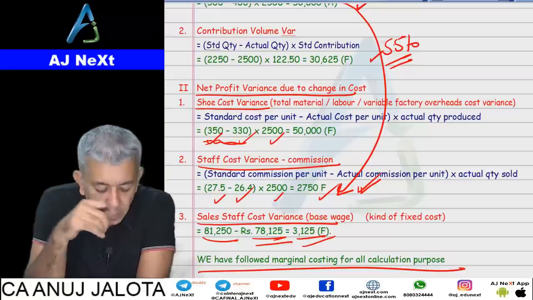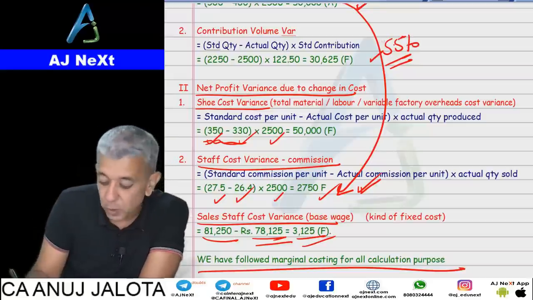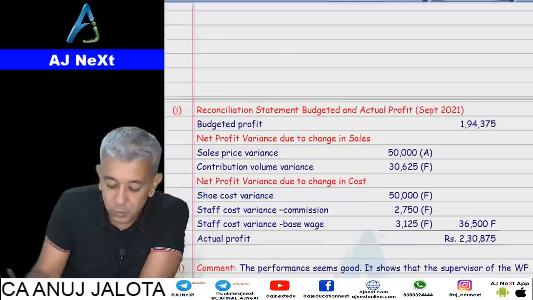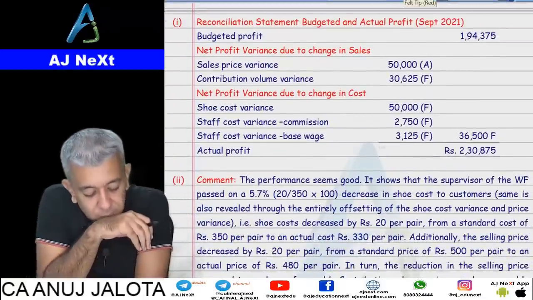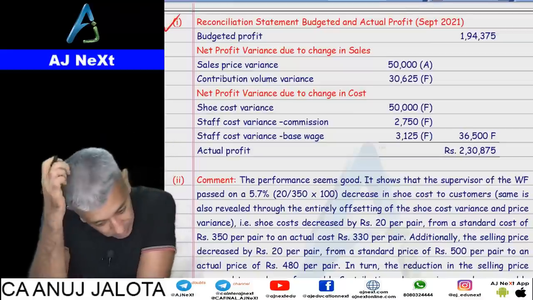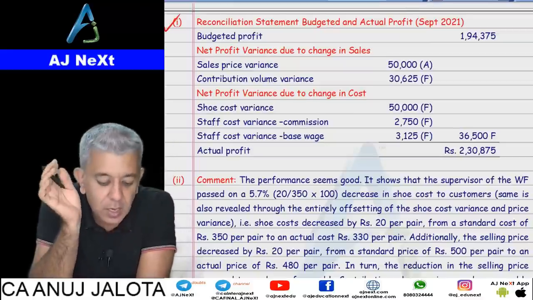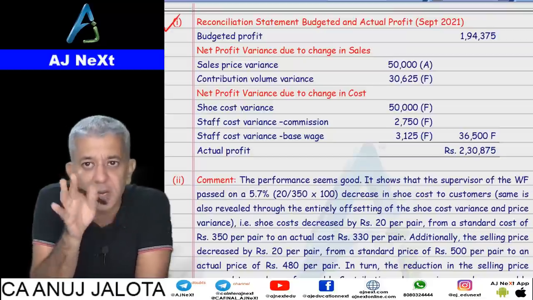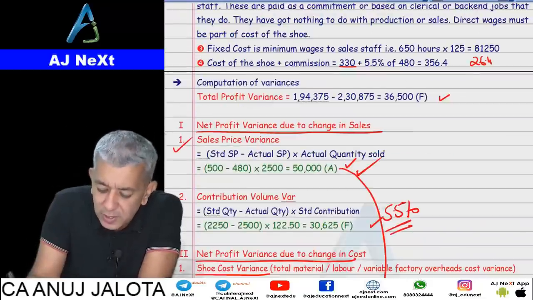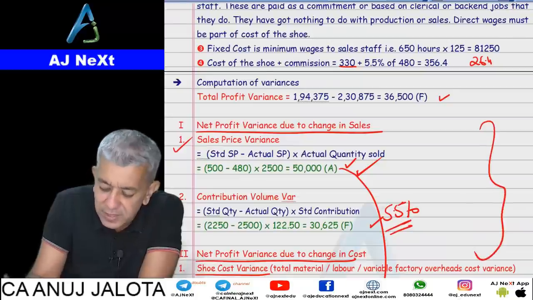Now this part is all done, but after this part, listen, reconciliation. That is, in this case, reconciliation statement between budgeted and actual profit, all these things that I wrote over here, all these variances I put over here also.